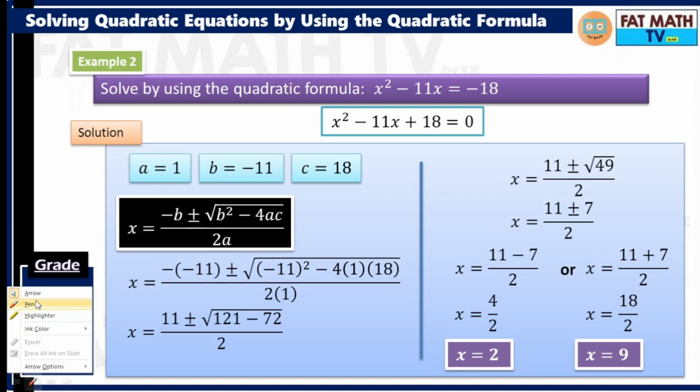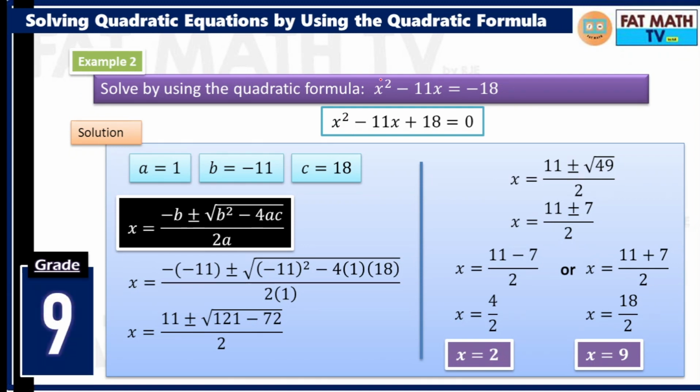Let's try to check if our answers are correct. If x is 2, we will have 4 here minus 22, because 11 times 2 is 22. Is that negative 18? Yes, meaning to say this is correct. If x is 9, 9 squared is 81. Minus 9 times 11, that's 99. Is this negative 18? Yes, it's also correct. So we have 2 and 9 for the values of x.